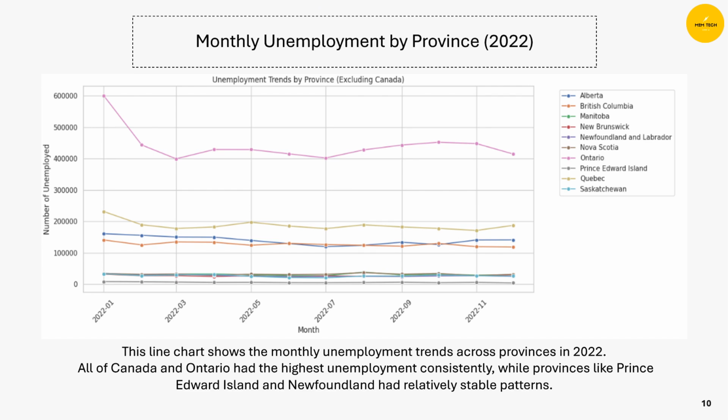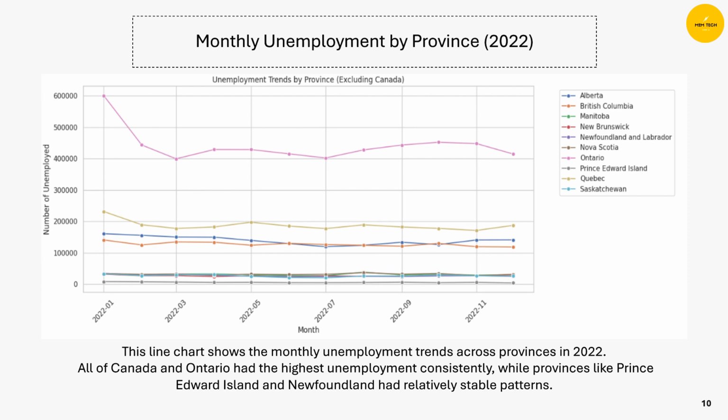So here are the visualizations which I have uncovered from this data set. So this is the monthly unemployment by province for the year 2022. And this line chart shows the monthly unemployment trends across provinces in 2022.